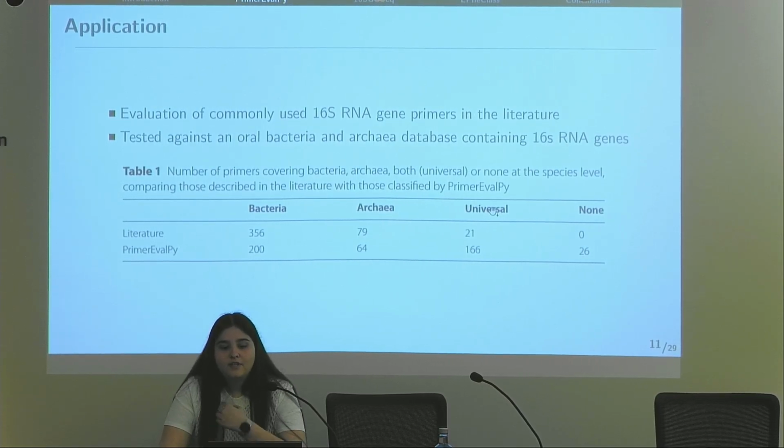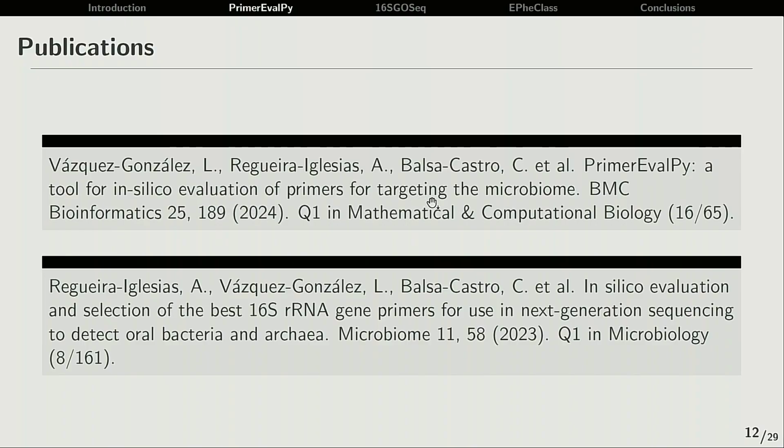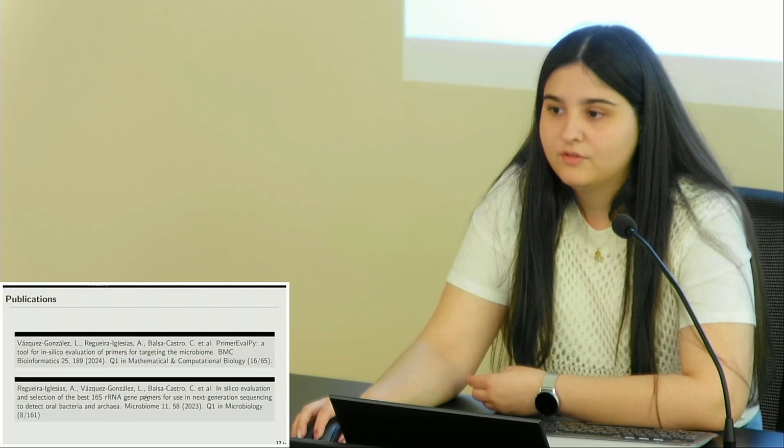Furthermore, from these primers that we tested, we saw that 26 had no coverage at all in the oral cavity. So this highlights the importance of using a tool like this prior to any experiment in the laboratory, so we pre-select the most suitable primers for the niche under study. With this work, we have two associated publications, one in BMC Bioinformatics explaining the procedures of PrimaryValPy, and another one in Microbiome explaining the clinical implications of this work.